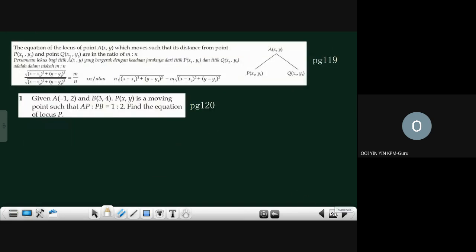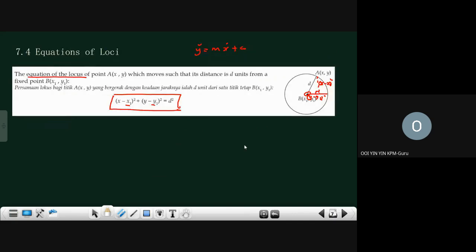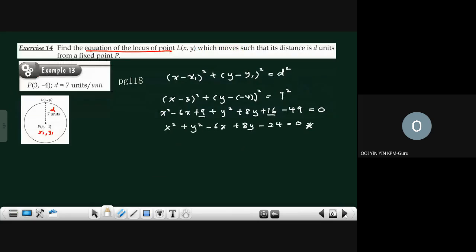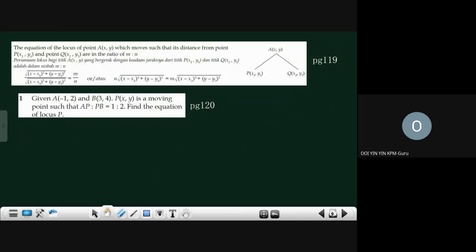The situation is like this. Just now the case is that your locus moves from one fixed point only, right? A fixed point only. Now is the situation where your locus, point A, moves such that the distance is from 2 points, point P and point Q. There are 2 points here, your P, your X here, and then this is your locus. How does the locus move?